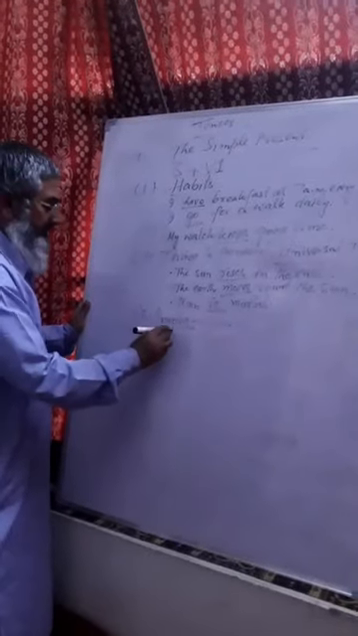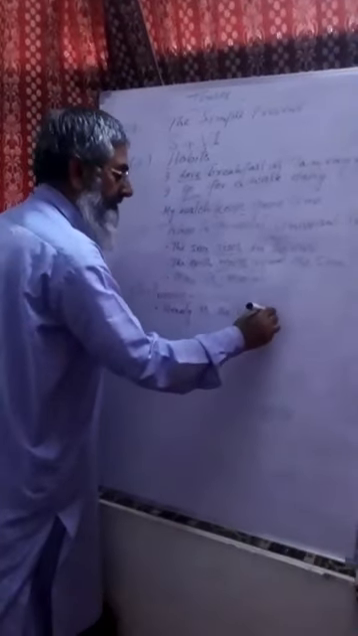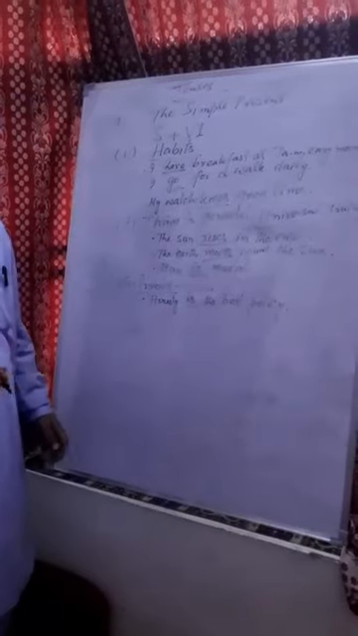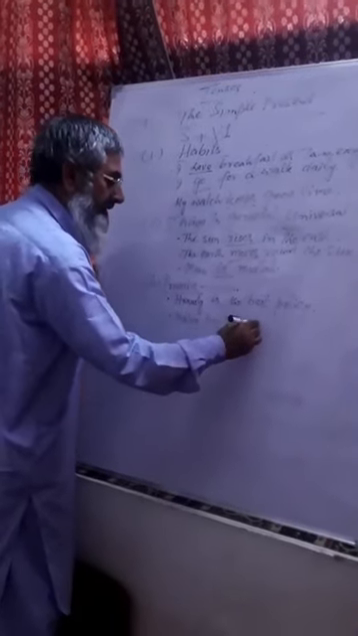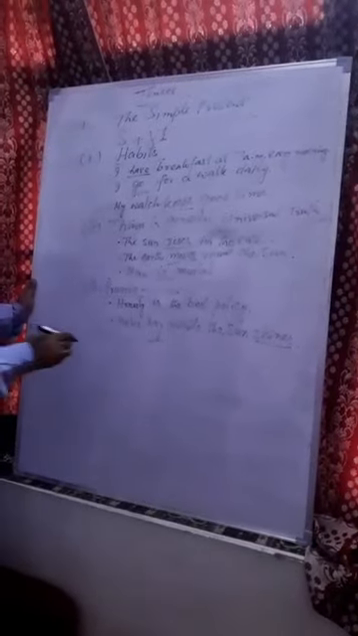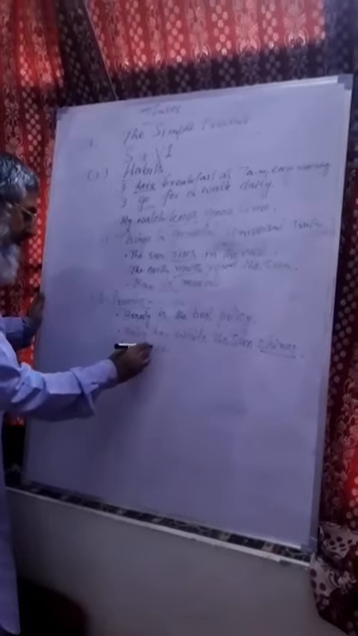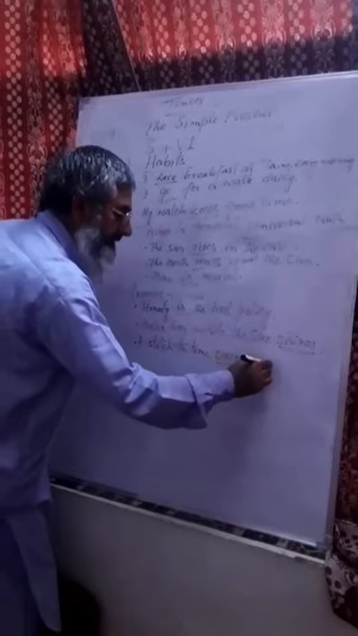Now proverbs also use the simple present. For example, honesty is the best policy. Or make hay while the sun shines. This is another proverb, and here also we use simple present. Another example, a stitch in time saves nine. Another example of a proverb which uses simple present.